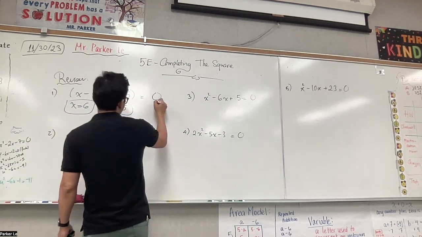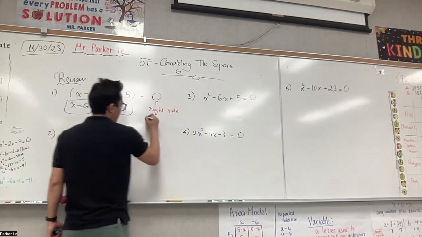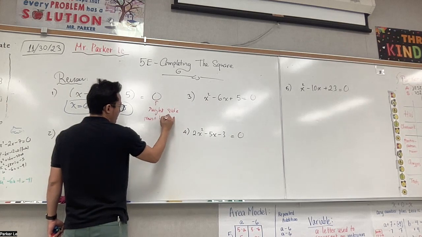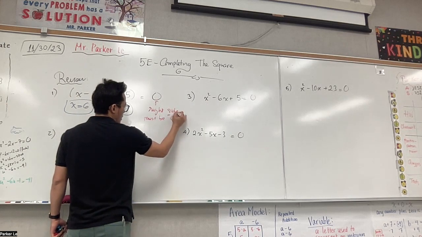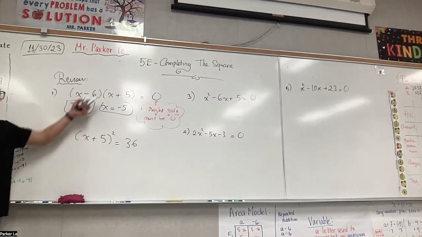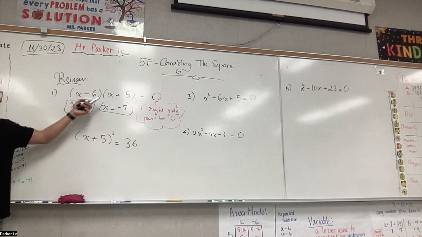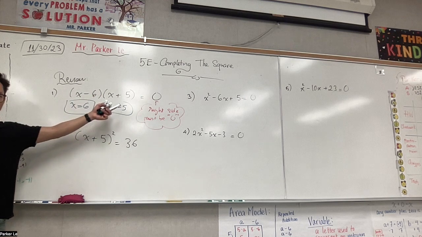Yeah? So let me just write it out. Make sure the right side is 0. It must be 0. So the right side must be 0 when you do this. Take the opposite of the number. I hope you all remember this. Basically, we just let each factor equal 0 and solve it.